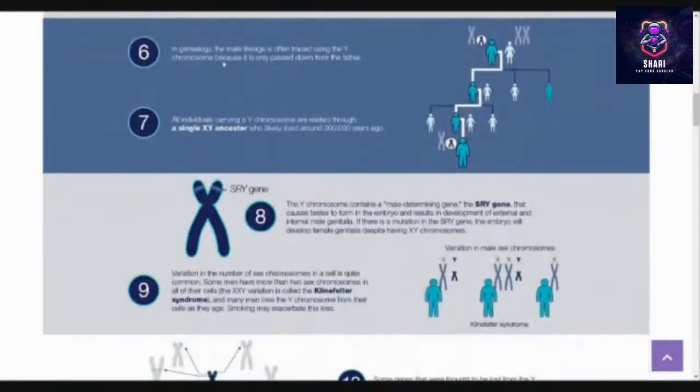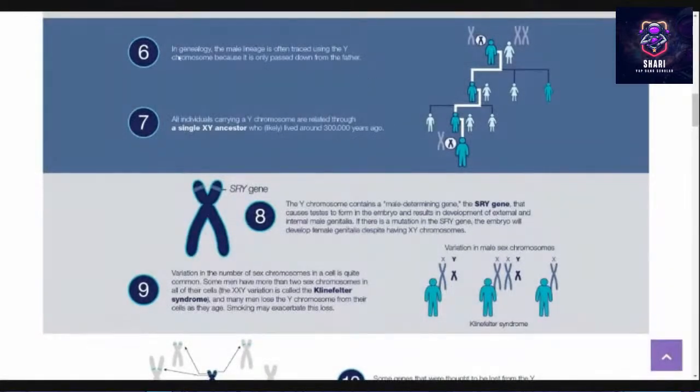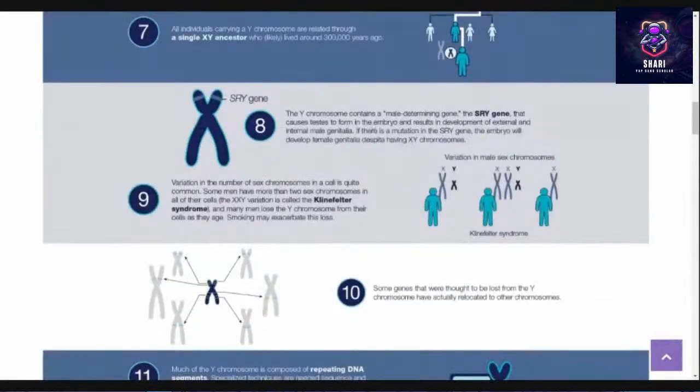Number 6, in genealogy, the male lineage is often traced using the Y chromosome because it can only be passed down from the father. I'm going to read that again. In genealogy, the male lineage is often traced using the Y chromosome because it is only passed down from the father. All right. Number 7, all individuals carrying a Y chromosome are related through a single XY ancestor who likely lived around 300 years ago. And you can agree or disagree with that statement.